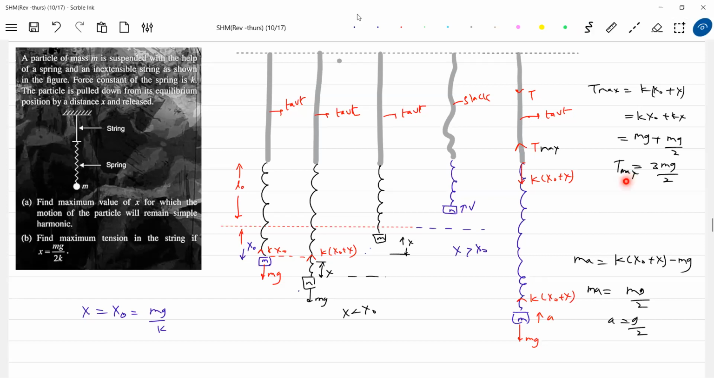When the tension in the string is maximum, at that time it will be T max, when the block is at the lower extreme. When the block is at the lower extreme, it will be T max. Okay, spring, string, only elastic chord I discussed in the class. Please do verify that. They're very important.